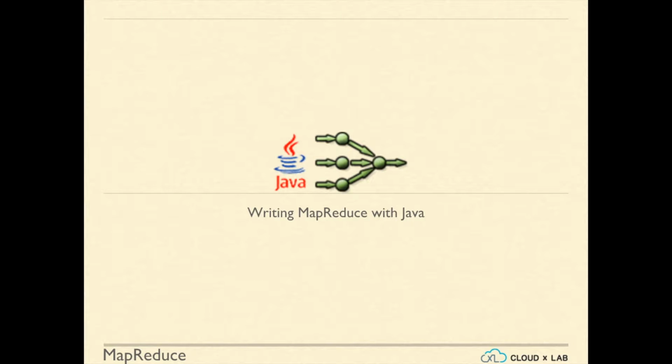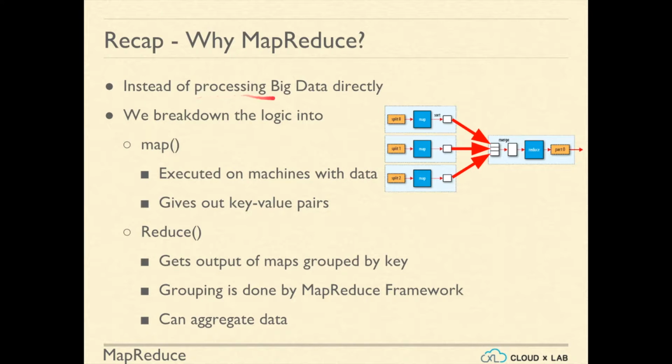In this session, we are going to learn how to write MapReduce programs using Java. When we want to handle big data, instead of processing data using the conventional way, we break down our logic into two parts, map and reduce. Map gets executed on all the machines having data and gives output in the form of key value pairs.